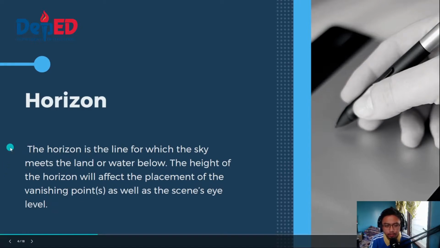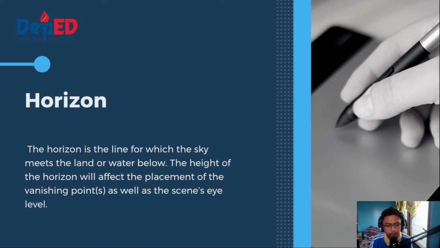When we talk about horizon, the first topic, the horizon is the line where the sky meets the land or water below. The height of the horizon will affect the placement of the vanishing point or points as well as the scene's eye level. We talked about this in our previous lessons, wherein a horizon is a horizontal line that divides your illustration into top and bottom, the sky and the ground or the water. The higher it gets, it changes the scenery. It changes how you will see your illustration or how you will portray your illustration.